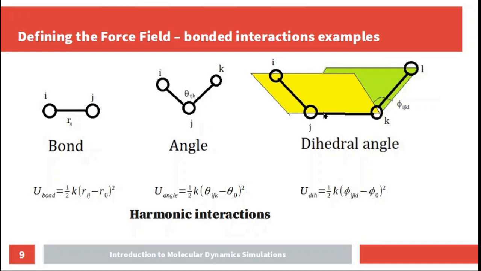This bond is fixed, and then you have this bond which is going in the opposite direction. So this bond is lying in a plane which is shown in green. By dihedral angle, we mean the angle made by this plane and this plane. So the interaction due to dihedral angles can also be expressed as harmonic interactions like this, where phi 0 is the equilibrium value.